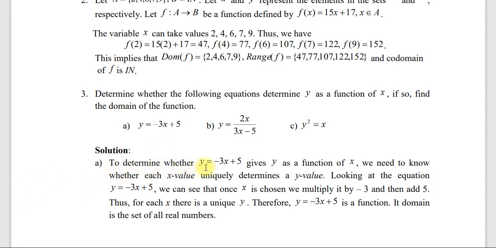A to determine whether y which is equals to negative 3x plus 5 gives y as a function of x, we need to know whether each x value uniquely determine a y value. ይህንን ቼክ ማድረግ መቻል አለብን መጀመሪያ። Looking at the equation y which is equals to minus 3x plus 5, we can see that once x is chosen, we multiply it by minus 3 and then add 5. Thus, for each x there is a unique y. እዚህ ላይ ማንኛውንም x ብንተካው ዩኒክ የሆነ ምን እናገኛለን? ዩኒክ የሆነ y እናገኛለን ማለት ነው። Therefore, y which equal to minus 3x plus 5 is a function.